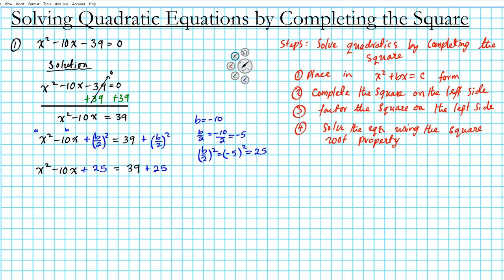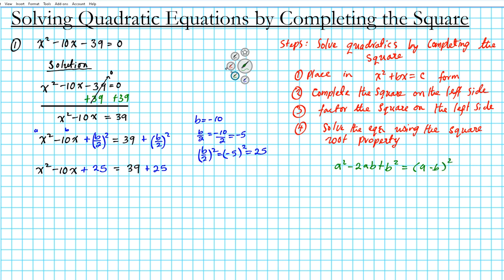All right, so on the left side, we have a perfect square trinomial, so we're going to factor that using the shortcut for factoring perfect square trinomials. If you have a squared minus 2ab plus b squared, this is a perfect square trinomial. This factors into (a minus b) squared.